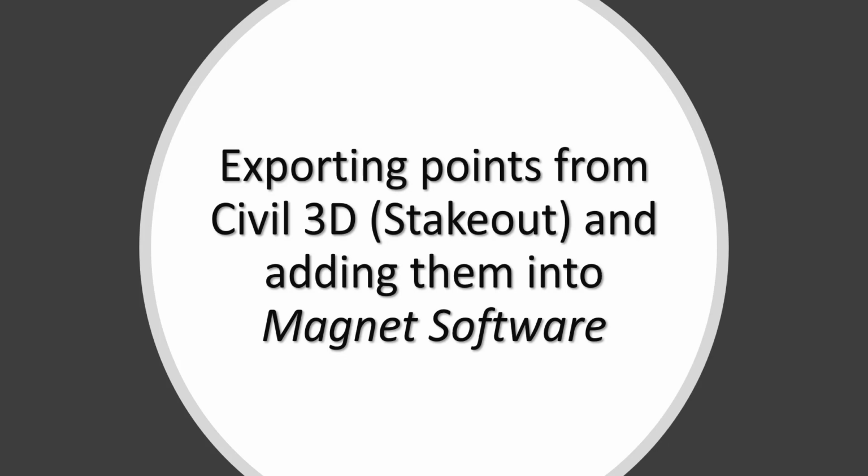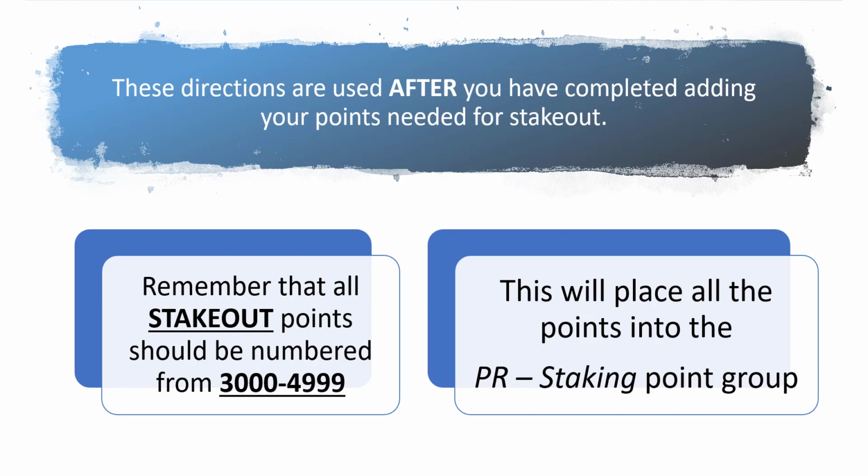The next thing we're going to go through is exporting points from Civil 3D for stakeout and adding them into the Magnet software. These are directions that are used after you have completed adding your points needed for stakeout. So right now, you don't have any points in there. We actually have to put points in the drawing in order to export those points. So we'll go over that real quick in Civil 3D.